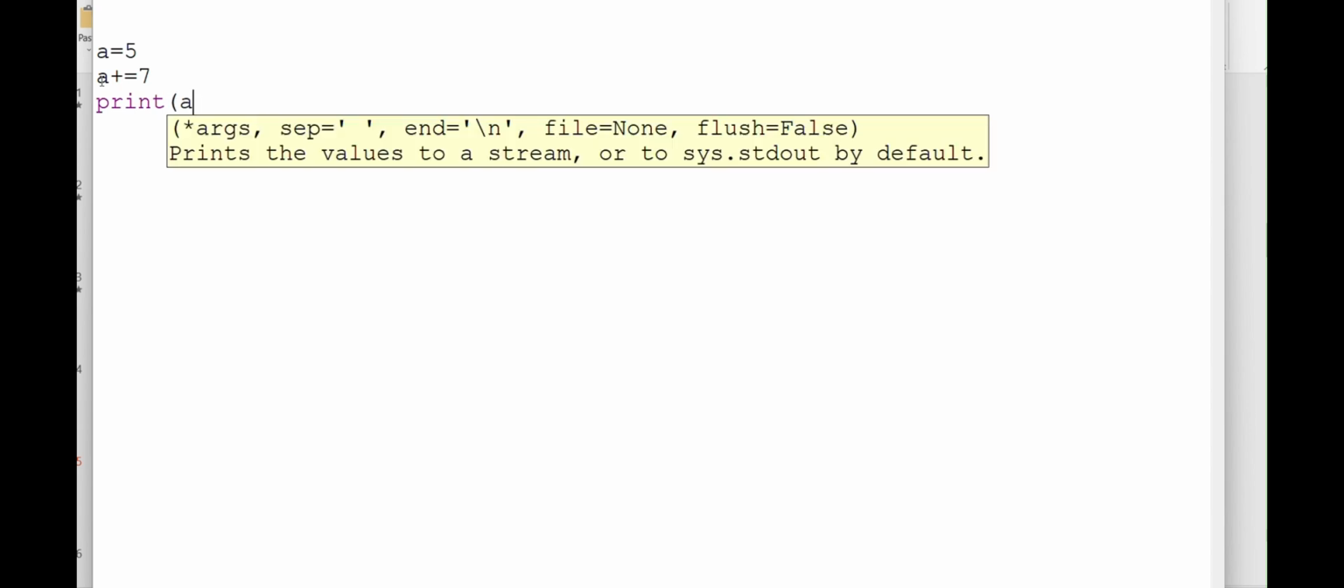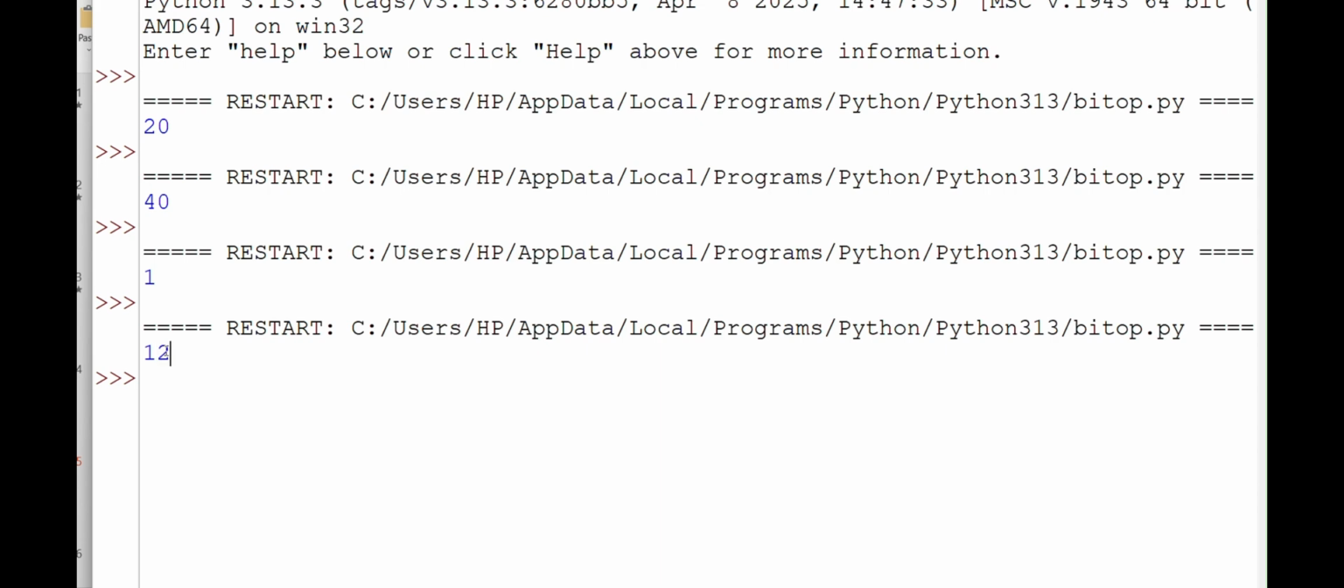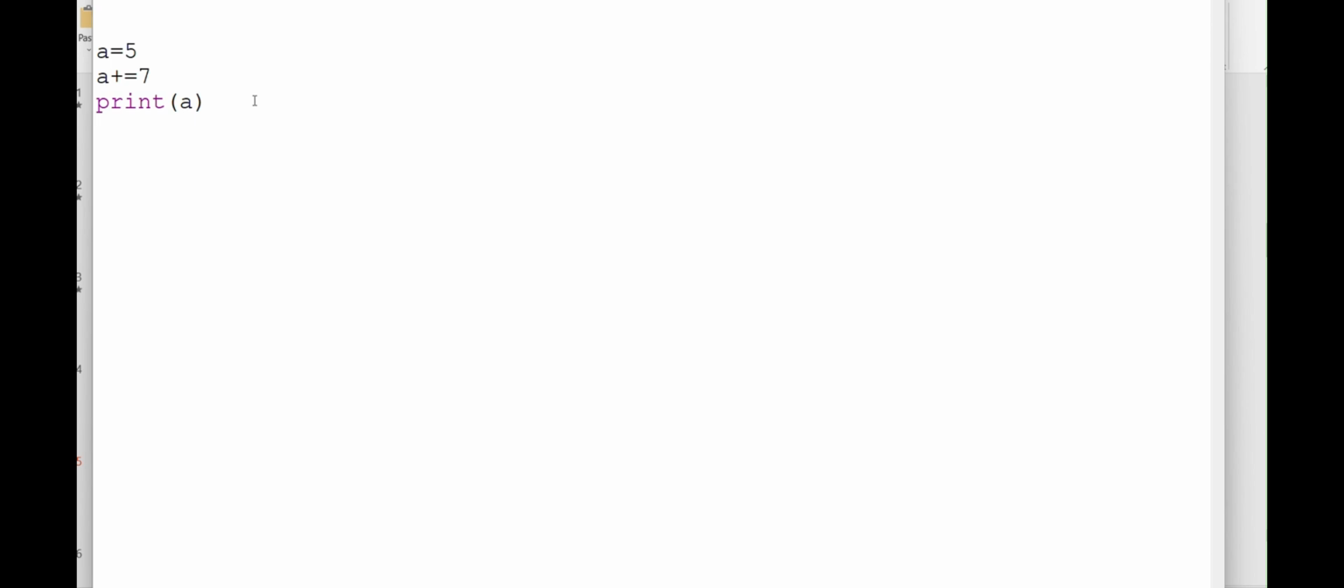So simply, let's say I am writing a equal to 5, a plus equal to 7, and I am printing a. So now the new value will be updated into a. The output that I'll get after this operation will be 12. So you can see over here, this type of assignment is known as augmented assignment or compound assignment. That means we have saved a value in a, to that value only we are adding 7, and in that variable only we are saving the new value of a. You can understand it like this.